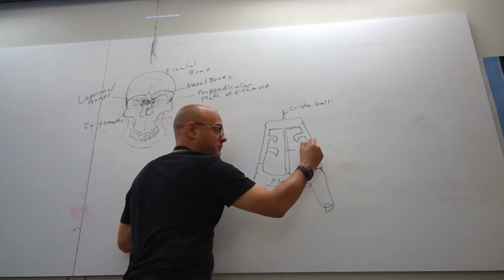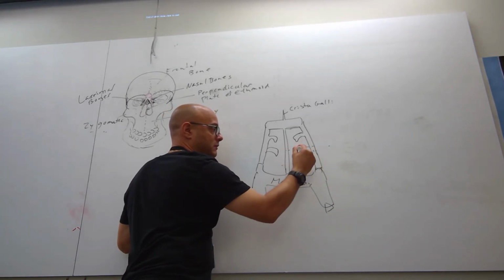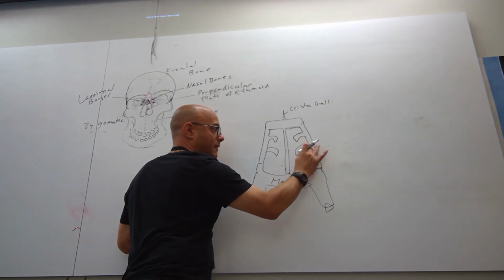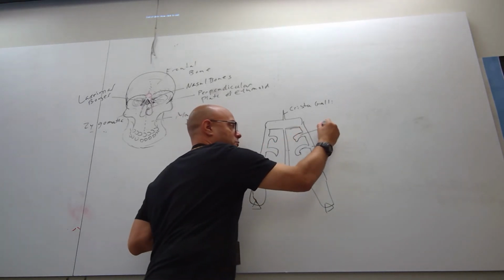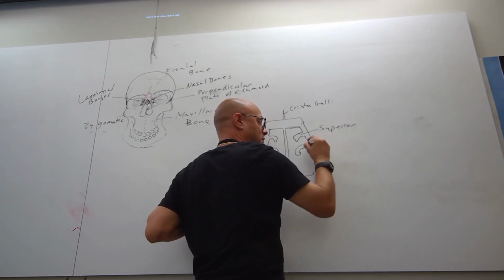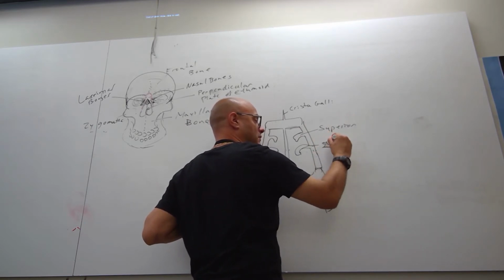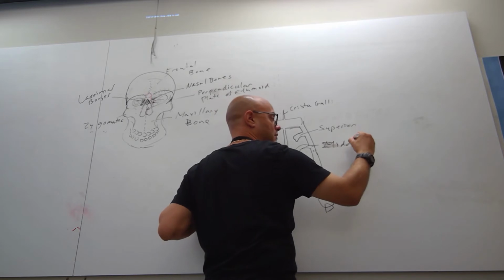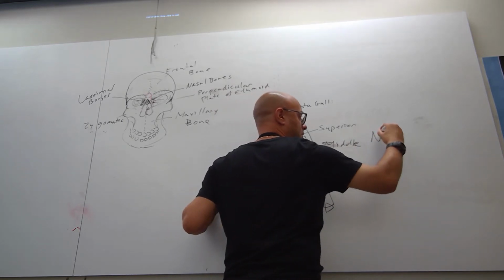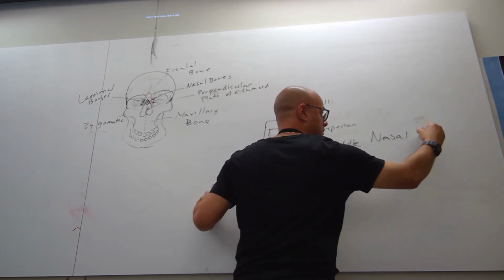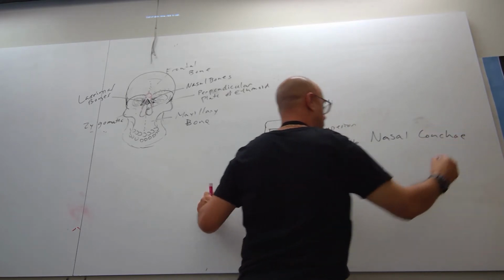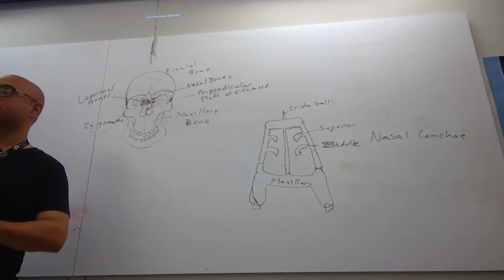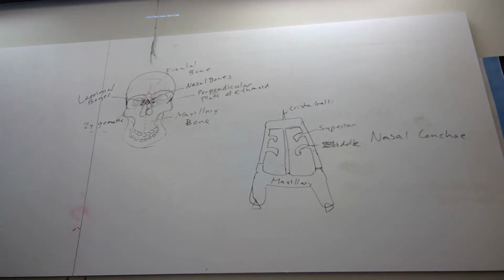I'm going to erase the label for perpendicular plate. And that's the superior and middle nasal concha. What are they for? Anybody know? What are they for? Why do we have these in our nasal cavity?